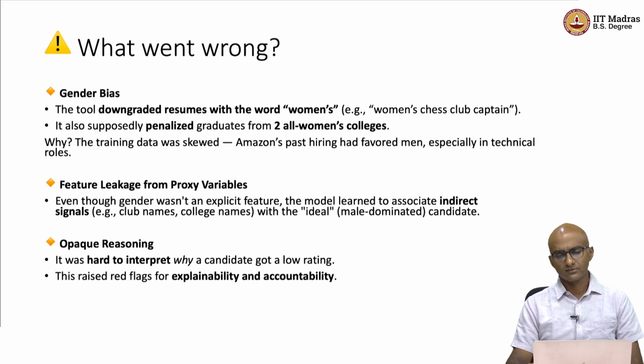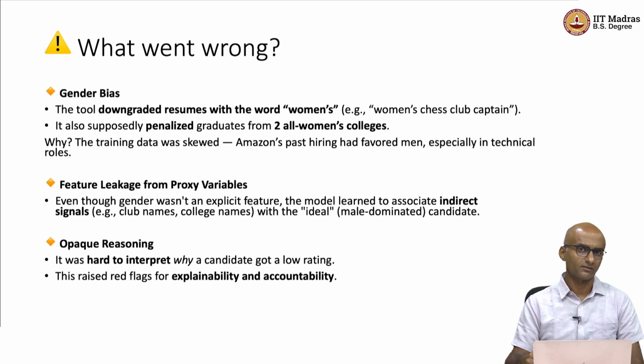The second angle, which was significantly wrong, was feature leakage happened through proxy variables. So even though gender was not an explicit feature, the bias crept in. We saw that in the previous example. But also the model learned to associate indirect signals, right? Like club names and college names were used as a way to optimize for the ideal candidate, which is a male candidate, right? So this explicit modeling of various types of attributes that you would normally think is fair game ended up creating an implicit modeling on a variable which is sensitive, which is gender. So that feature leakage was something that they didn't anticipate at all.